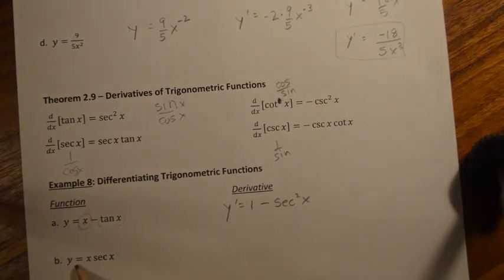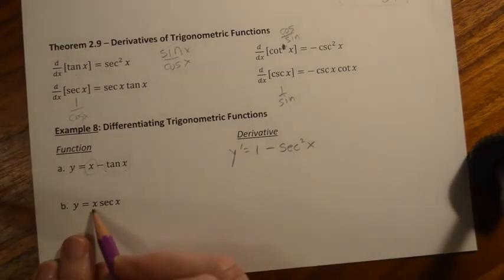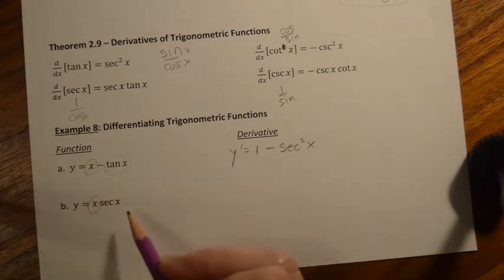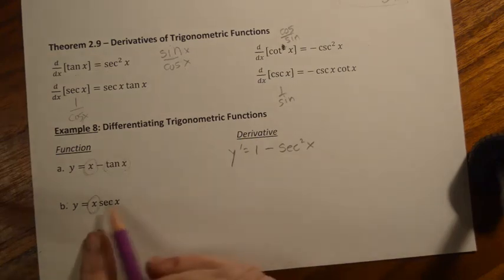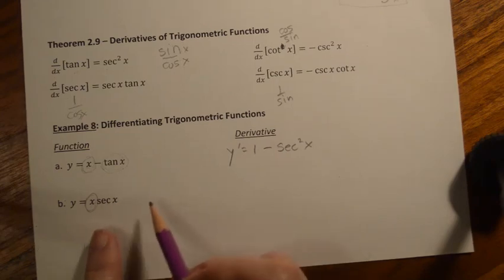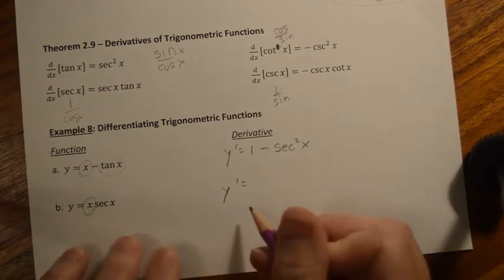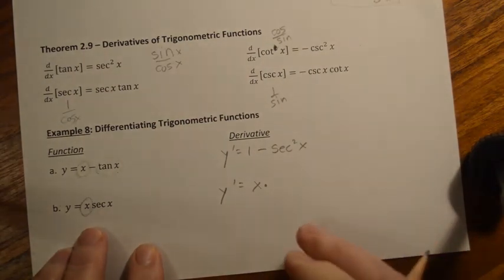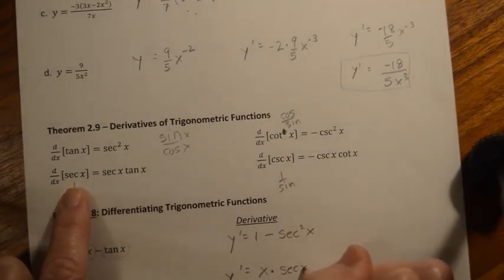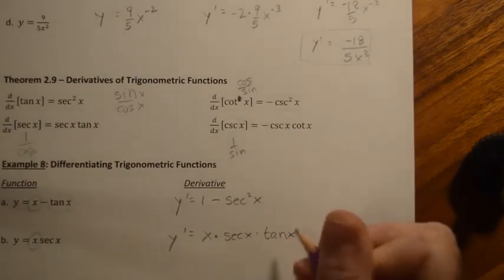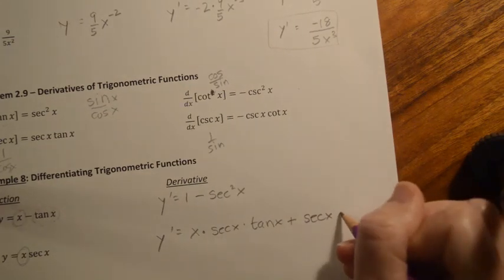All right, but part B says y equals x times secant x. This is a product right here. Again, what's in front of the secant is not just a scalar. It's not an x minus secant, which would separate it into two different terms. This is an x times a secant, so this is the product rule. If you remember, the product rule says write down the first times the derivative of the second. The derivative of secant is secant times tangent, plus the second times the derivative of the first.